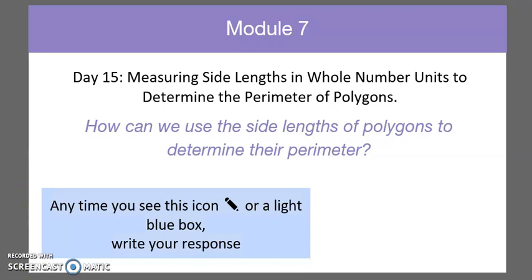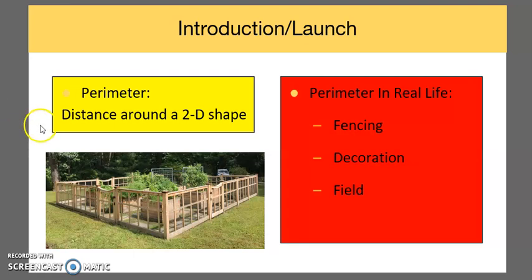This lesson today will be focusing on perimeter, and as the educator, it's important to provide the definition for students, a visual or multiple visuals that can help students differentiate different types of perimeters, as well as connecting perimeter to real life situations. So some examples where we use perimeter are fencing.